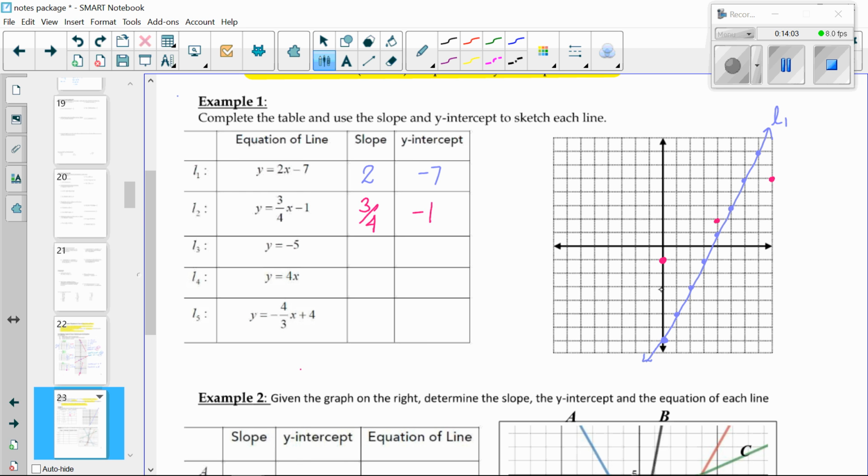Now I'm going to go back the other way just so I can plot as many points as I can for accuracy. So now I'm going to go down 3, back 4, down 3, back 4. All right. Let's join our points. And I'm going to call this L2.